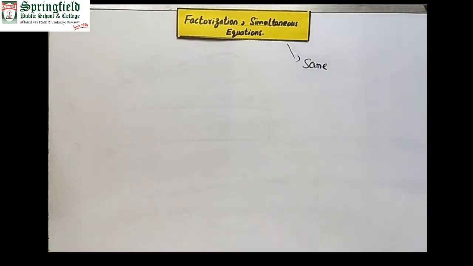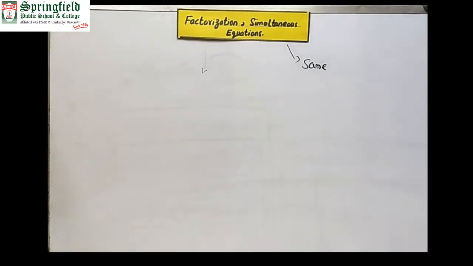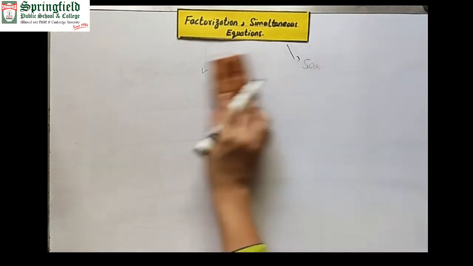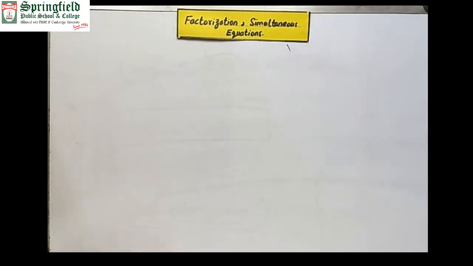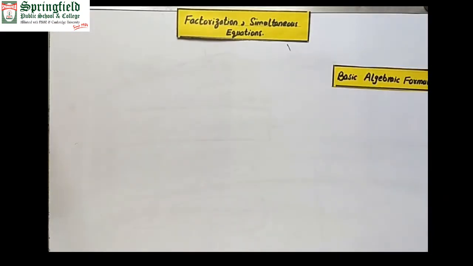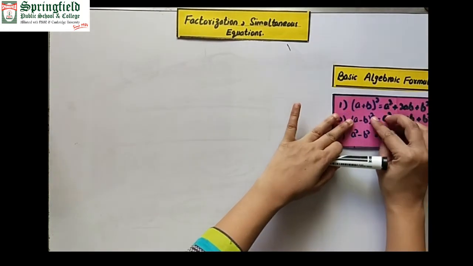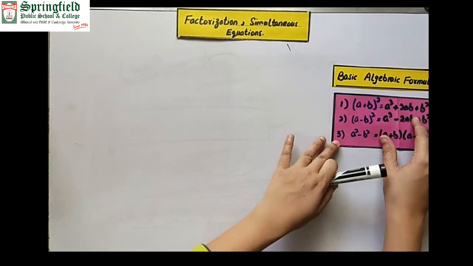Simultaneous equations means how we can find the solution of two or more equations. Fine. But in this assignment we will discuss only the factorization. Okay, before factorization, first we will discuss some basic algebraic formulas. There are three basic algebraic formulas that we will use in your new exercise 6.1, and these are the three formulas.